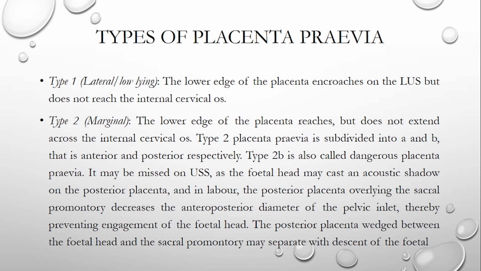And type 2B is also called the dangerous placenta previa because it may be missed on ultrasound, as the fetal head may cast an acoustic shadow on the posterior placenta, and in labor, the posterior placenta previa may overlie the sacral promontory and therefore decrease the anteroposterior diameter of the pelvic inlet, thereby preventing engagement of the fetal head. The posterior placenta wedged between the fetal head and the sacral promontory may separate with descent of the fetal head in labor, resulting in torrential bleeding.